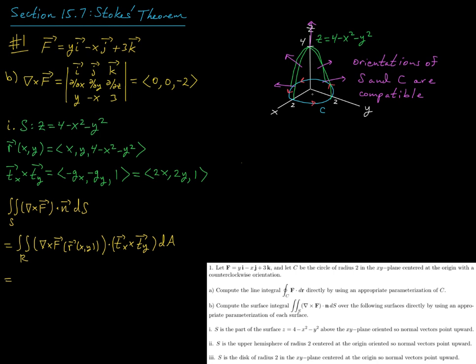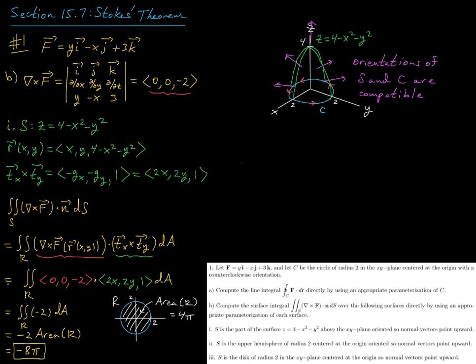If I project the paraboloid onto the xy plane, we can see that we're letting x and y vary over this disk of radius 2 centered at the origin. So go ahead and punch all that in. Since our curl in this case is just a constant vector, evaluating that along the paraboloid will still be that constant, 0, 0, -2. Then tx cross ty, we computed up here, so that's our 2x, 2y, 1.